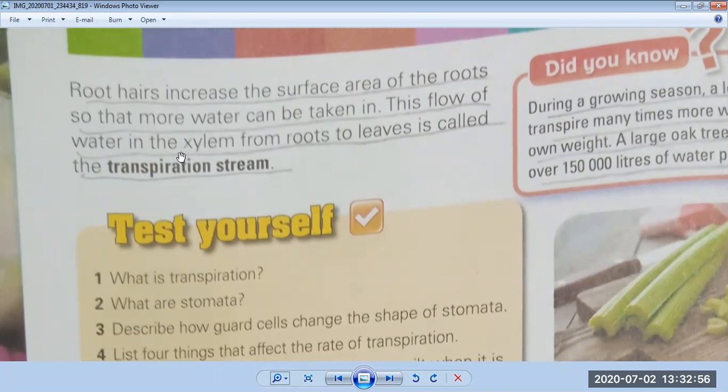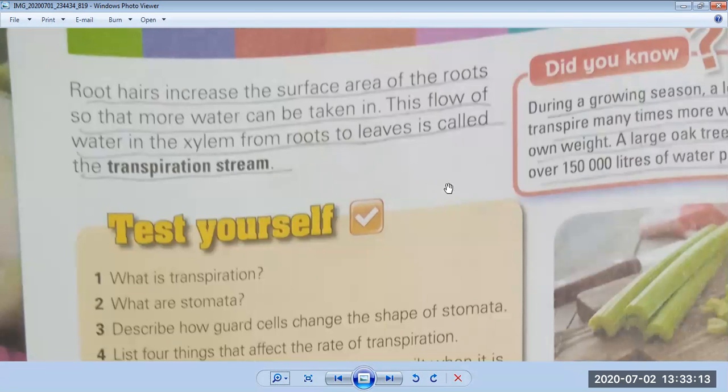So this flow of water in the xylem from roots to leaves is called the transpiration stream. So what is a transpiration stream? The flow of water in the xylem from roots to leaves is called the transpiration stream.